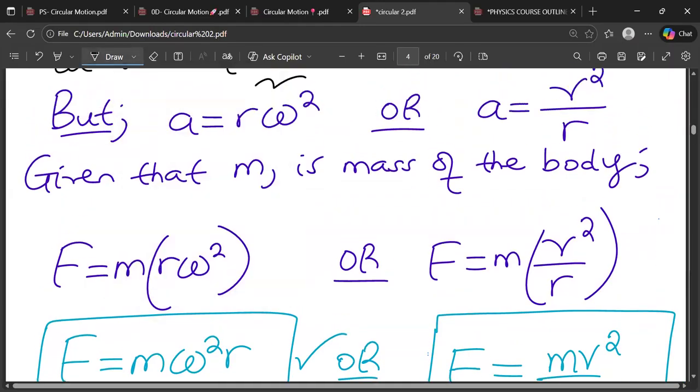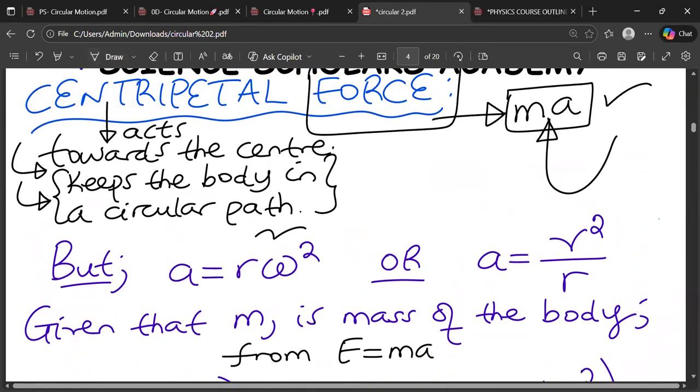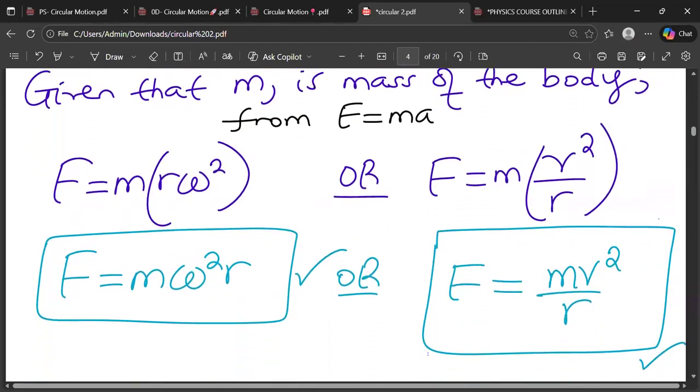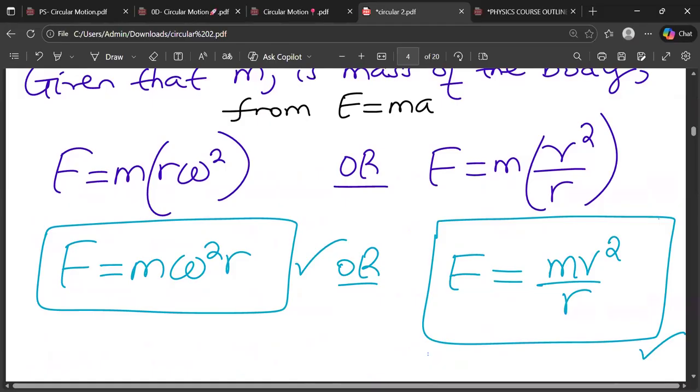Let me put it even here, somewhere up. So from F is equal to MA, you can substitute for A. So just use MA. But in case they are telling you to calculate the force at once, that's what you can use. Who is confused? Let me hope Saimo is now on the same page with us.